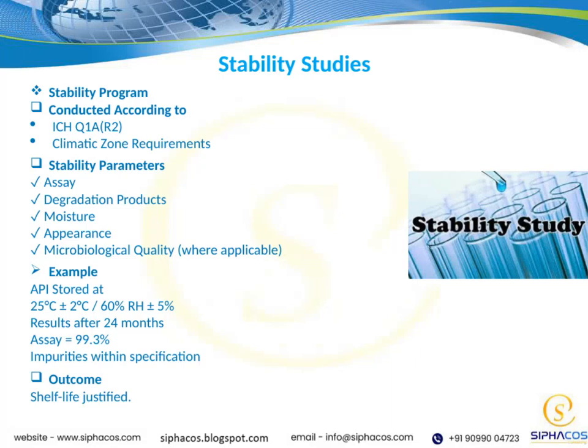Stability studies are a vital part of ensuring a product remains safe and effective over time. We follow strict guidelines, like the ICH Q1A(R2), tailored to different climate zones. Key parameters include assay, degradation products, moisture, appearance, and microbiological quality when needed. For example, an active pharmaceutical ingredient stored at 25 degrees Celsius with controlled humidity showed an assay of 99.3% after 2 years, with impurities well within limits. This data supports a justified shelf life for the product.